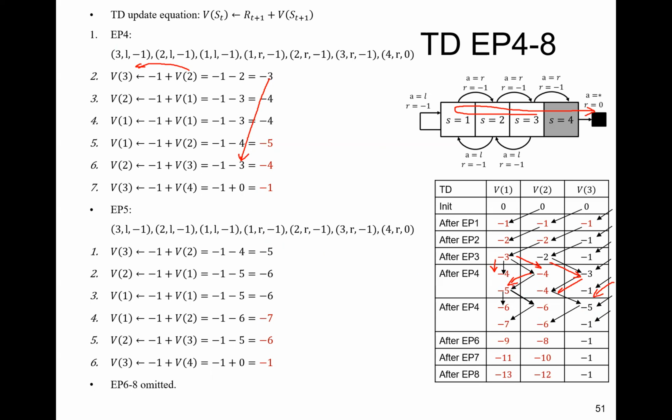So another episode, same sequence, and you get another round of values. If you run additional episodes, V1 and V2 just grow more and more negative. V3 stays at -1 because even though it's bootstrapped off V2 at every episode, it's again bootstrapped off V4 later. So V4 is the ground truth. That's why it stays at -1 at the end of every episode.